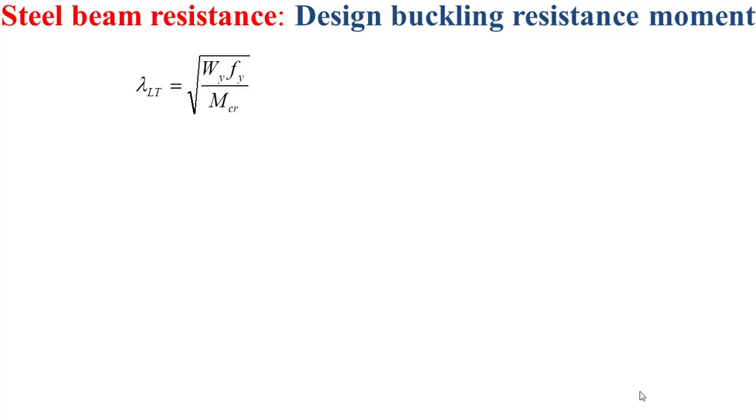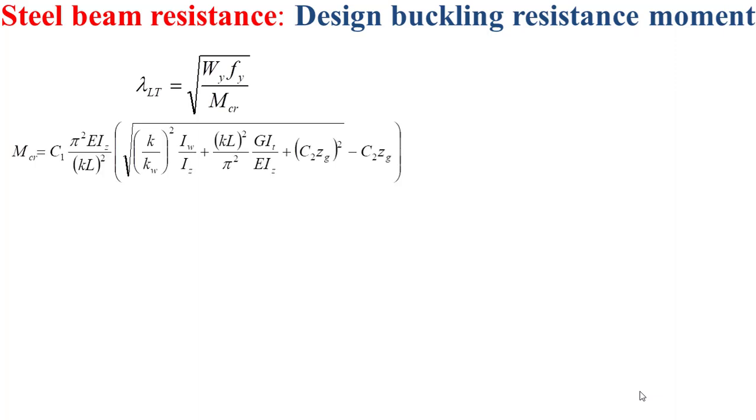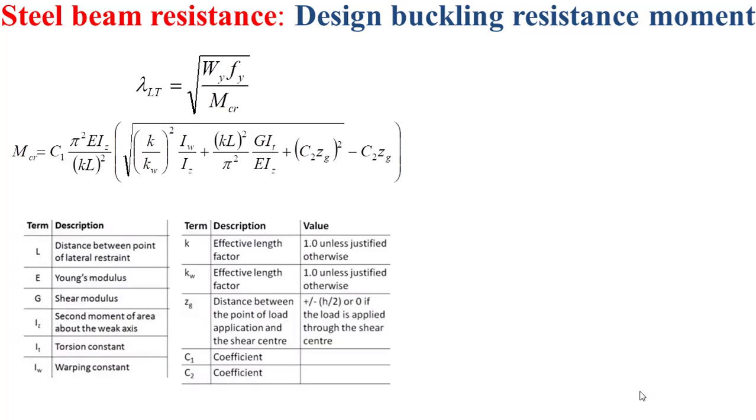For lambda LT, it's determined based on the formula that you see now in this slide. Of course, Wy is the section modulus and fy is the steel yield stress. And Mcr is determined based on the formula that you see now in this slide. And here all the components of this formula are summarized by these two tables that you see now in the bottom of this slide.